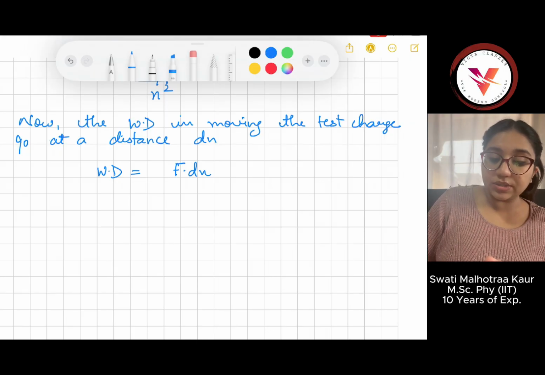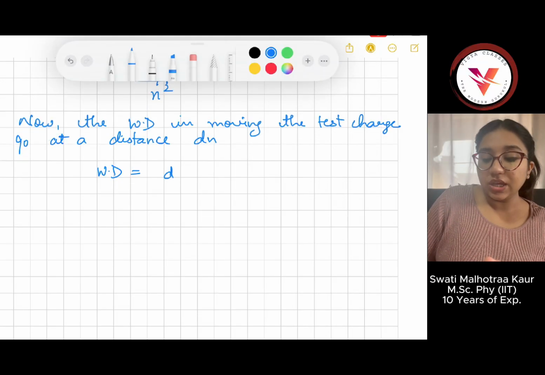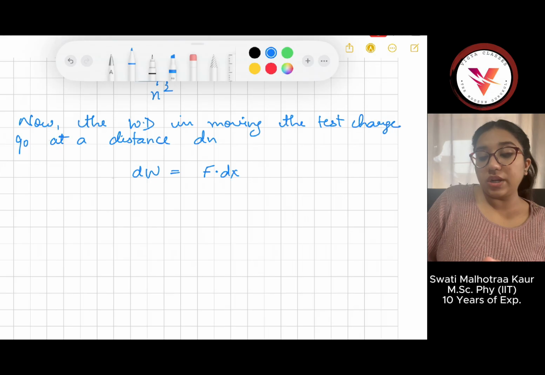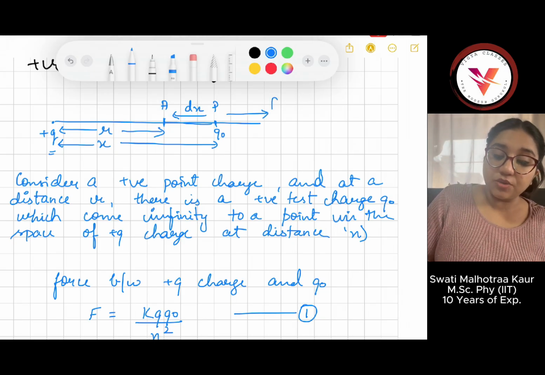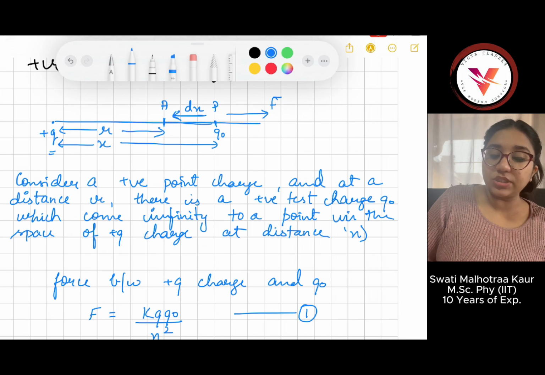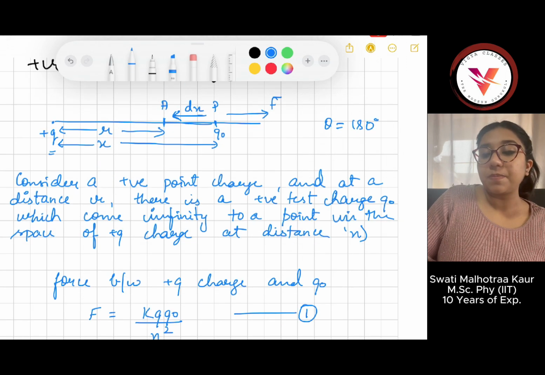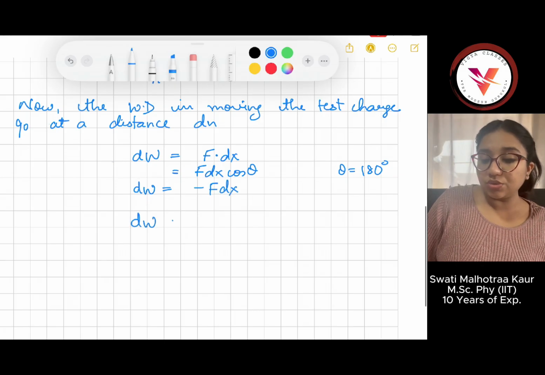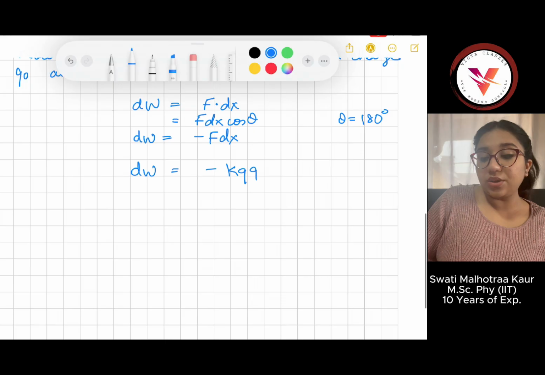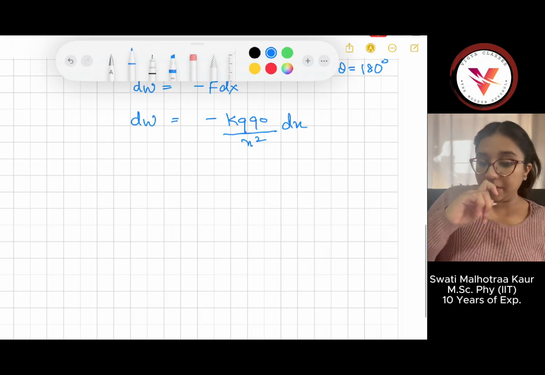Let's say that work is small because it has moved a small distance. So dW is equal to F dot dx, which is F dx cos theta. And here you can see the force, because both are positive charges, will be in this direction, the displacement is in the opposite direction, so theta would obviously be 180 degrees. So as theta is 180 degrees, your small work done is equal to minus F dx. Just substitute the value of force here, that is K Q naught over x square dx.